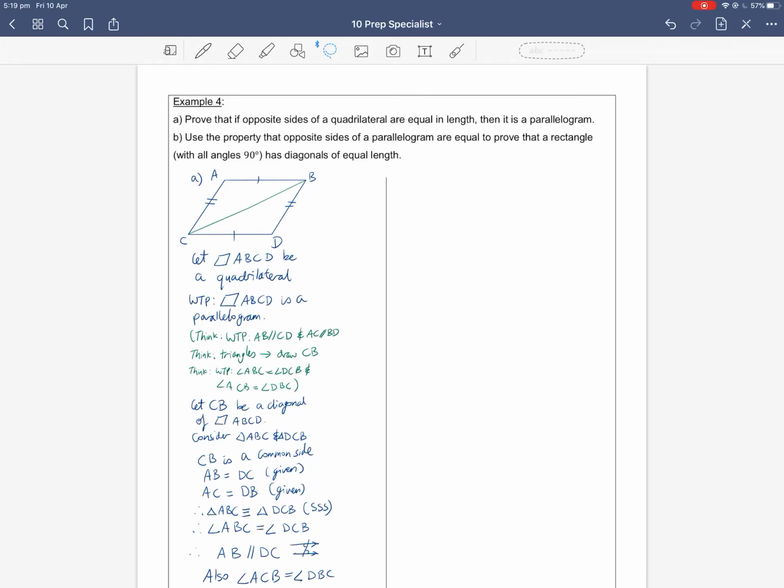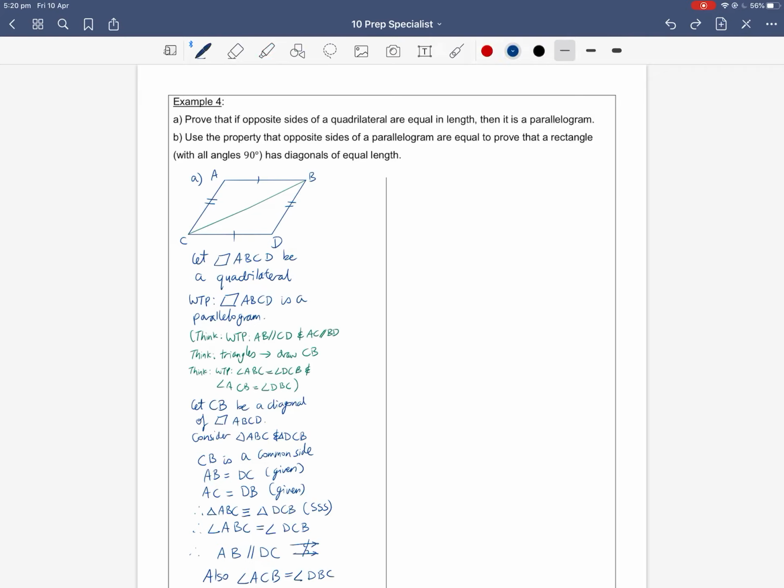Okay, so let's finish off today with example 4b. It says, use the property that opposite sides of a parallelogram are equal to prove that a rectangle with all angles 90 degrees has diagonals of equal length. So remember, a rectangle is a special case of a parallelogram where all the corner angles are 90 degrees, and we want to show that the diagonals of this rectangle have the same length.